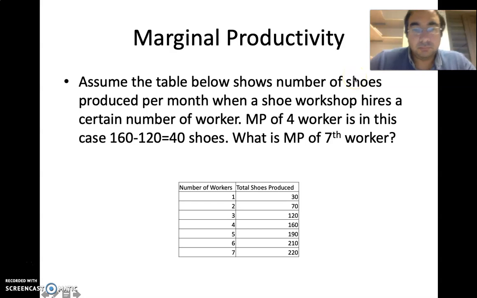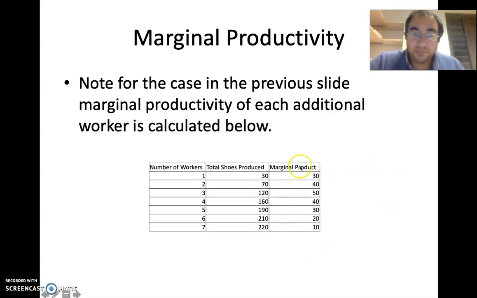Well, you can just use this table not only for the seventh worker, but all workers. Basically, calculate marginal productivity of, for example, the seventh worker, which is the difference of production level of the workshop with 7 workers and the workshop with 6 workers. In this case, it is 10, and you can do it for all workers, and you can get this type of result.